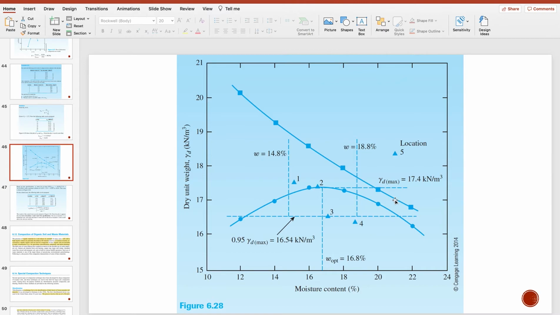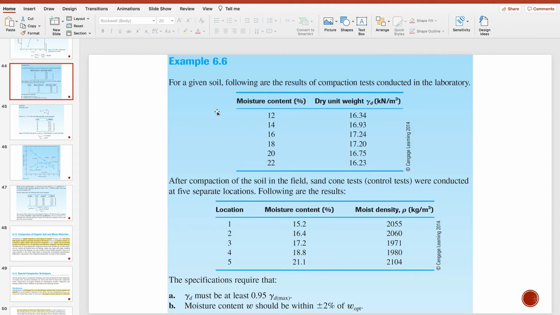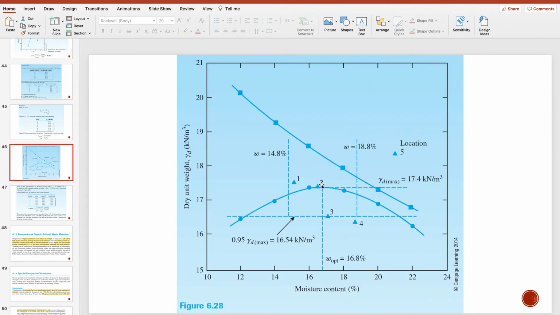kung saan nakatapat yung highest point dito sa ating dry unit weight, plinat natin siya, saan yung highest point, project it horizontally papunta sa ZAV. Okay, zero air void. And kung saan mag-intersect horizontally yon with our unit weight ZAV. Therefore, that is your maximum dry unit weight. Project it horizontally. That is 17.4 kilonewton per cubic meter.